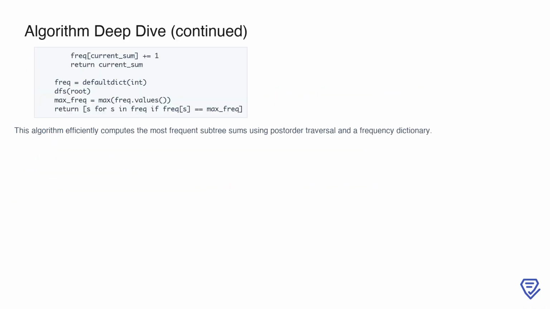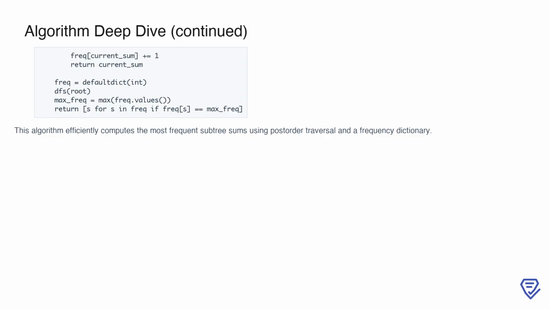Finally, let's summarize the pseudocode for this solution. We start by defining the helper function DFS, which calculates the subtree sums recursively. If the current node is null, we return 0. Otherwise, we compute the left and right subtree sums by calling DFS on the node's children. We then calculate the current subtree sum by adding these values to the node's value. This sum is added to our dictionary, where we increment its frequency. The current subtree sum is then returned to the parent node.